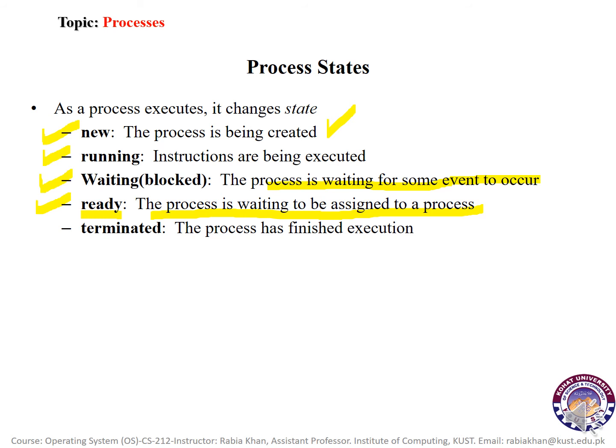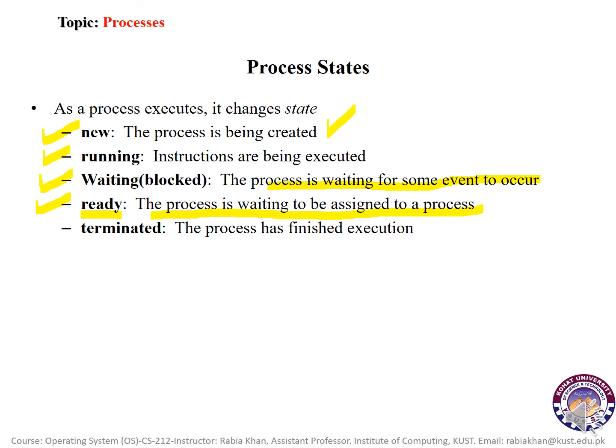Those processes which are ready to be executed on the processor are waiting in RAM. So this is again an active waiting state. As soon as the processor is free, this process is assigned to the processor, and instructions within this process start to execute. So from blocked, once you have given the input to the process, the state of the process has changed to ready. Now the process is in RAM, ready to be assigned to the processor.